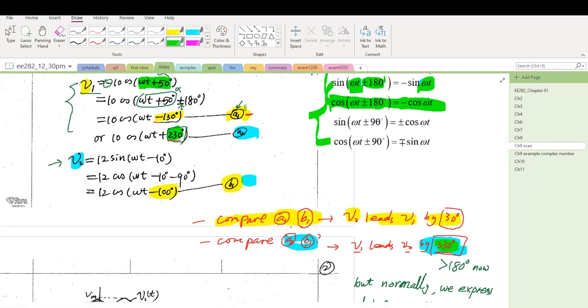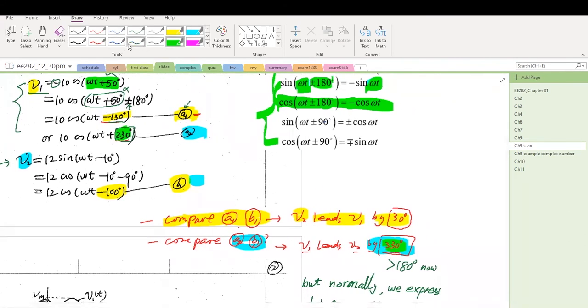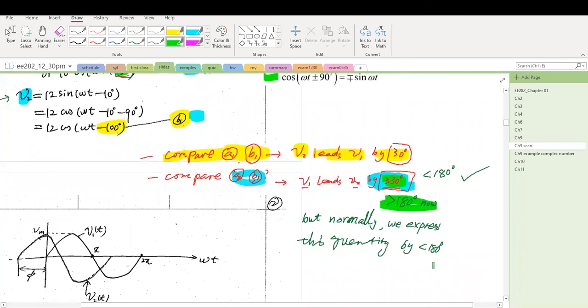Normally this quantity, by how much the phase leads or lags, should preferably be less than 180 degree. It should be less than that, but now it is greater than 180 degree, which is not what we normally want. So normally we express this quantity as less than 180 degrees. So how do we fix that?